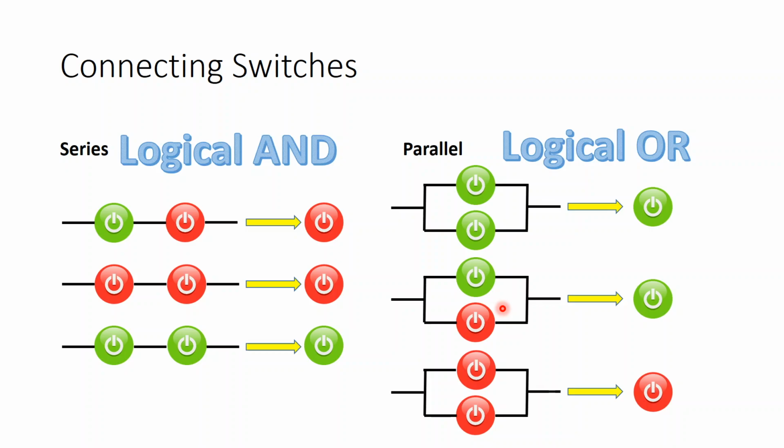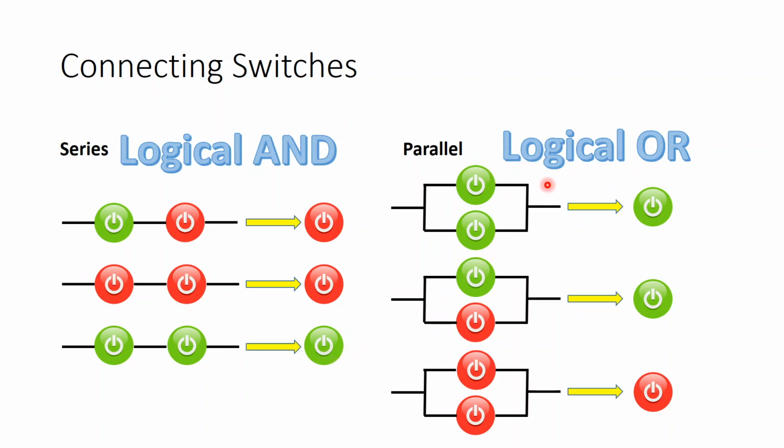Logical AND means if two things are true, then only the total thing is true. So if A is true and B is true, then the entire thing becomes true. So that is the logical AND. If both A and B are true, then the entire thing is true. So that is what you see here. If both the switches are true, or you can say on, the entire thing is true or on.